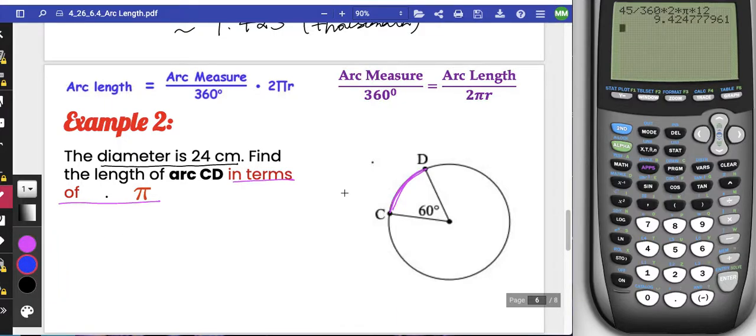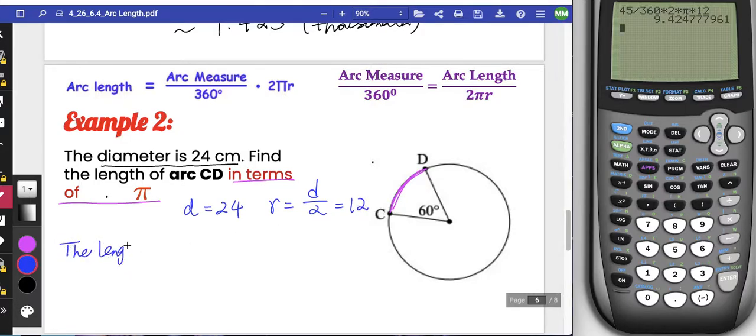First of all, we need to find the arc length. So I'm going to use the first formula again to find the arc length directly. But please pay attention here. The diameter is 24, but in this formula we're going to use the radius. We can easily find the radius by taking half of the diameter, which is 12, right? So now we can directly do the calculation.